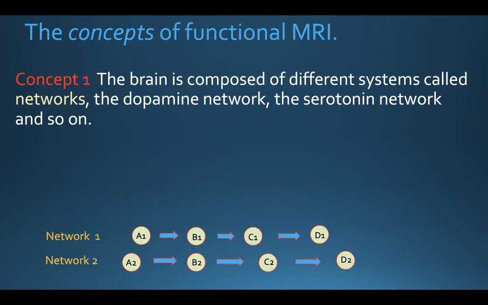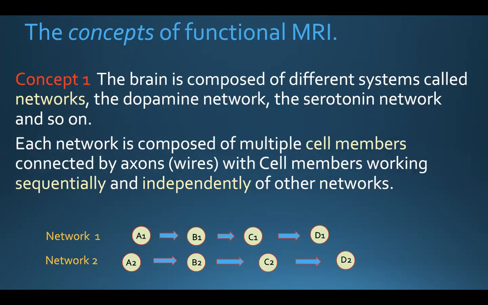And he had some concepts. The first concept is that the brain is composed of what he called systems or networks. So this is network 1 here, this is network 2 here. Dopamine represents one network, so this is all dopamine cells. Serotonin is another network, and so on. So there are different networks. Every group of chemicals in the brain belongs to one network.